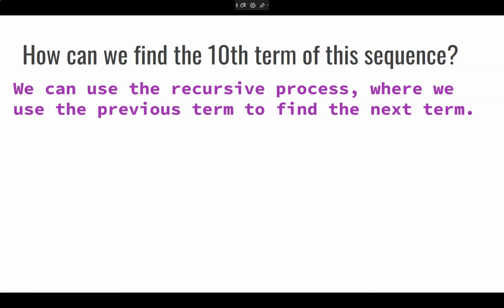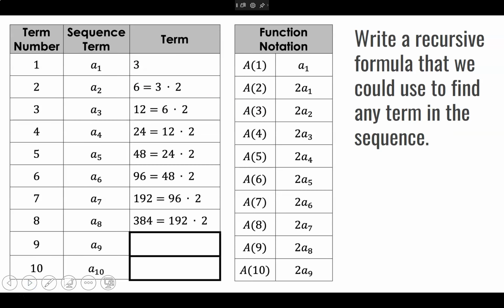So we're going to use our previous term to find the next term, and we're going to use the previous terms by multiplying them by 2 each time. So here I got it filled out for you for 1 through 8. It wants term 10, so let's just do it 2 more times.